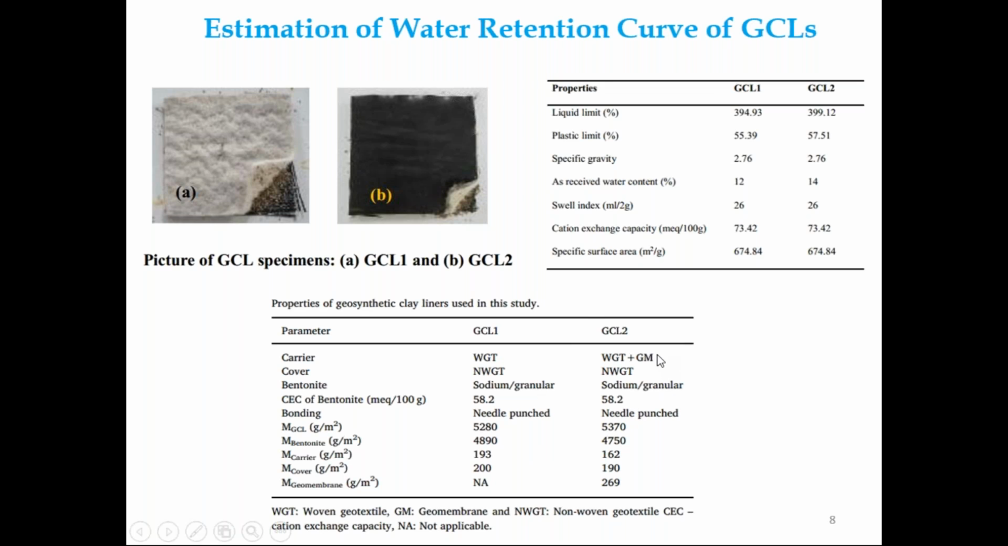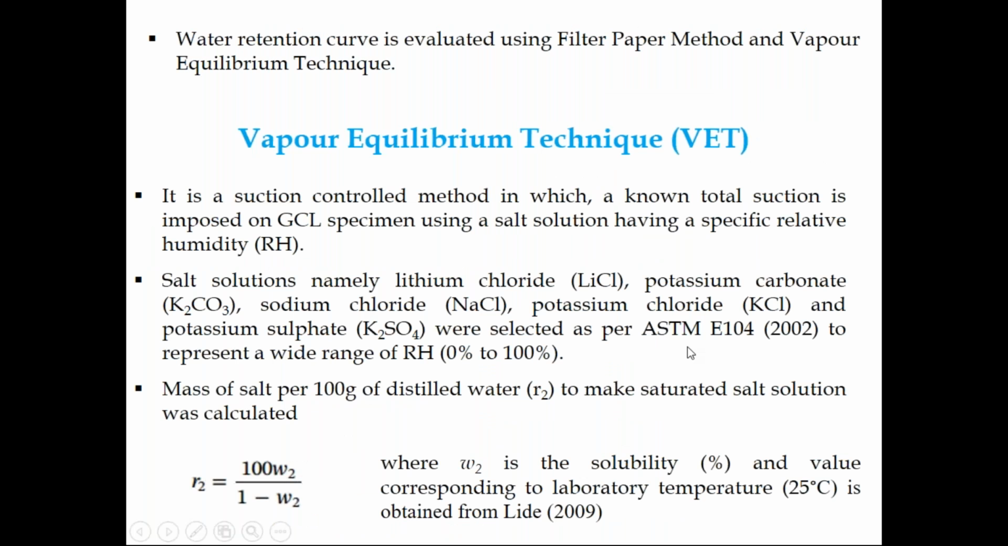So this table shows the basic properties of both the GCLs, like mass per unit area of GCL, mass per unit area of bentonite, mass per unit area of cover geotextile and carrier geotextile, and also the mass per unit area of geomembrane. In the case of GCL1, there is no geomembrane, so it is written as NA. In the present study, the water retention curve is estimated using the filter paper method and the vapor equilibrium technique.